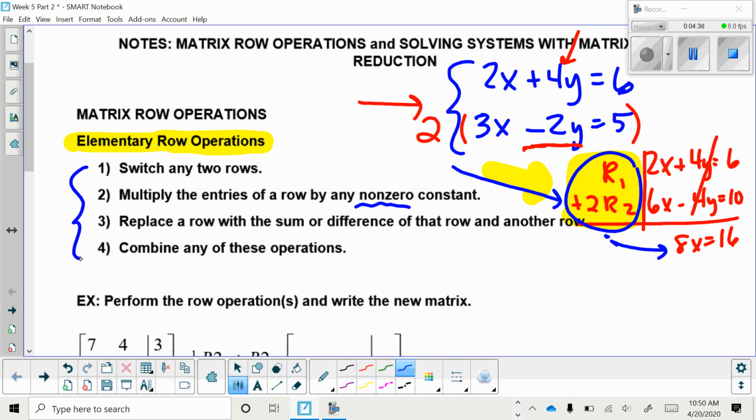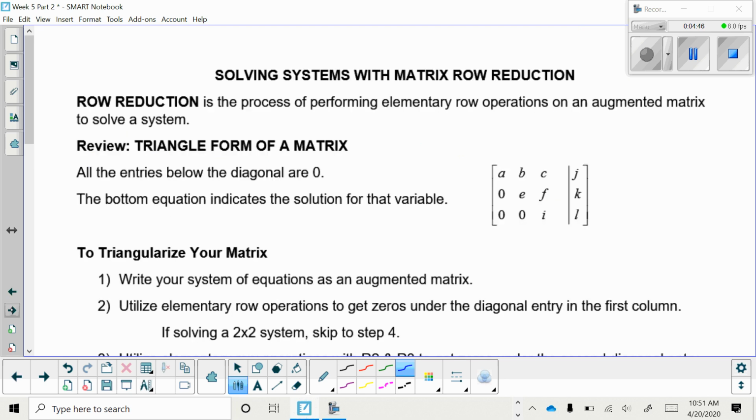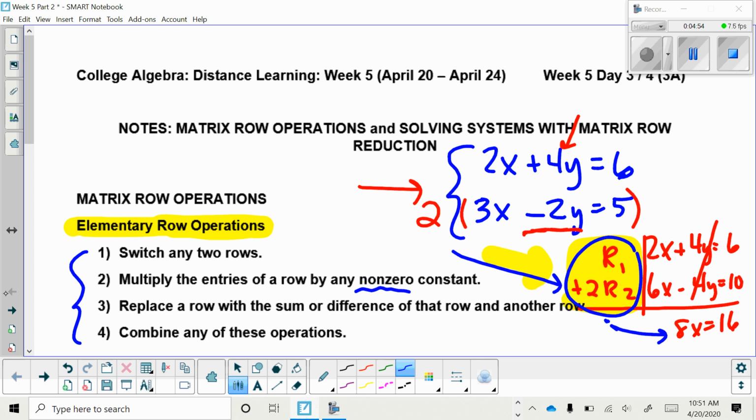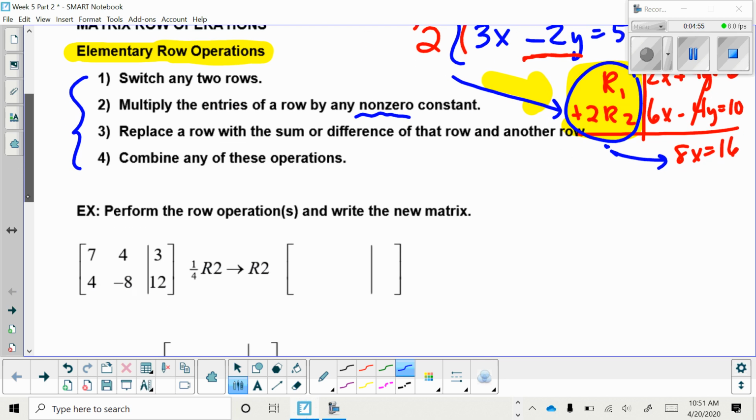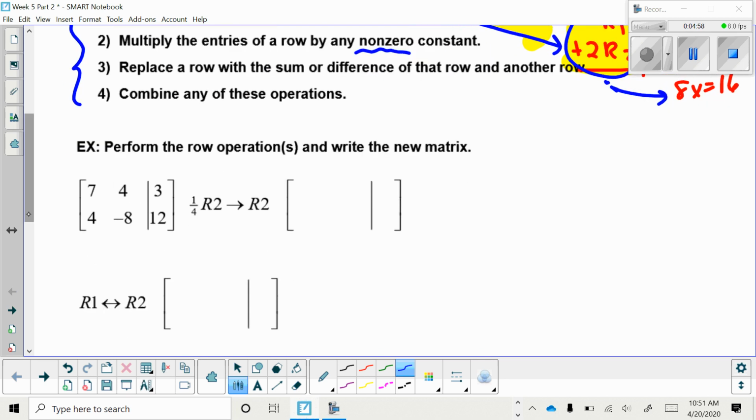Now, if you look real quickly at the back of your notes, we will be using those to solve a system, okay? But we're not going to jump right into that. We're going to practice a little bit with the ideas. So we're not solving yet, we're just practicing. So this first example right here, perform the row operations and write the new matrix.